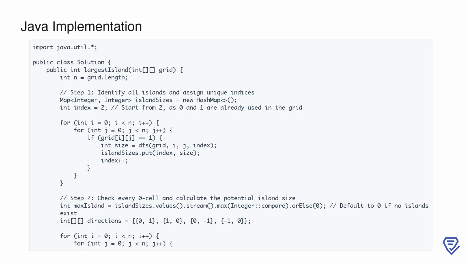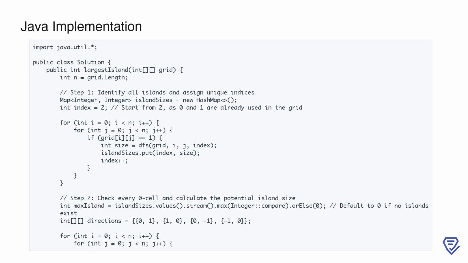We start by importing the necessary libraries and defining our largest island function. The goal of this function is to determine the size of the largest island that can be created by flipping one zero cell to 1 in a binary grid. First, we initialize the grid size n and create a map, island_sizes, to store the size of each identified island. Each island will be assigned a unique index starting from 2, since 0 and 1 are already used in the grid to represent water and land, respectively.